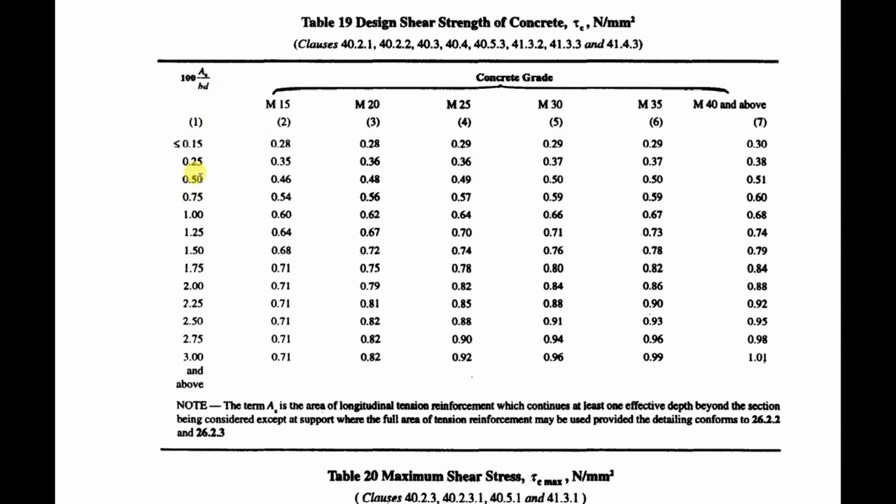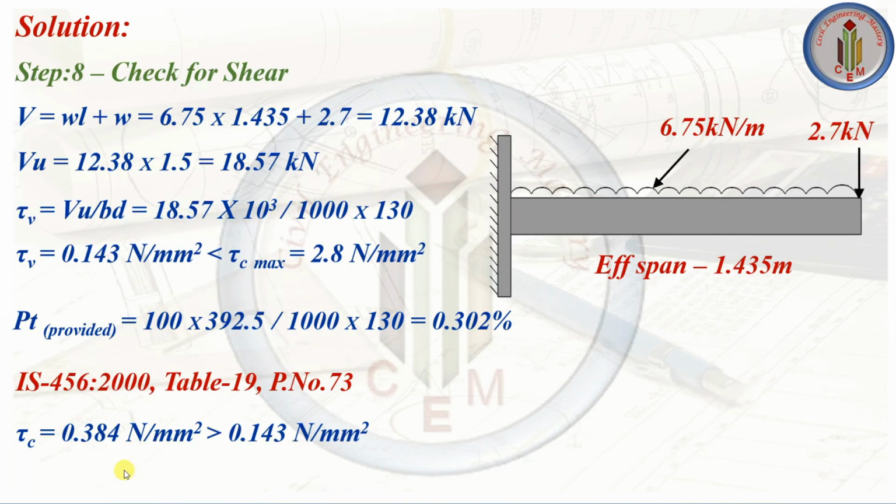Next let's see the design shear strength of concrete. We know that pt value is 0.302. For M20 grade we need to find out. Here the values are given for 0.25 and 0.5. So we need to take between these two and interpolate to find the exact value between 0.36 and 0.48. After interpolating we get tau c as 0.384, which is greater than 0.143.